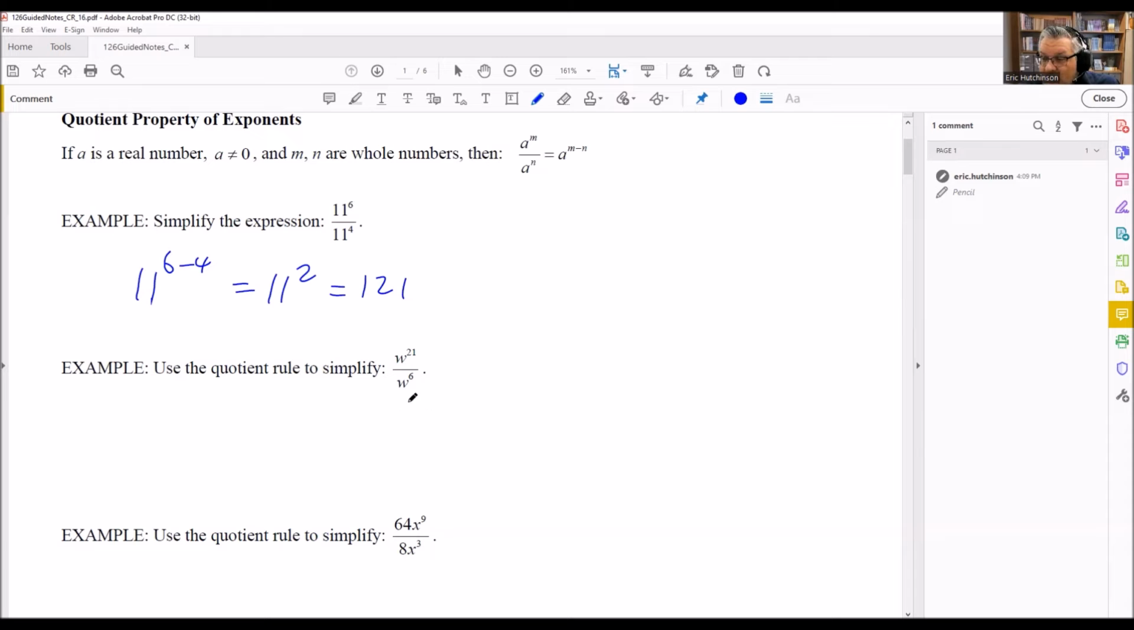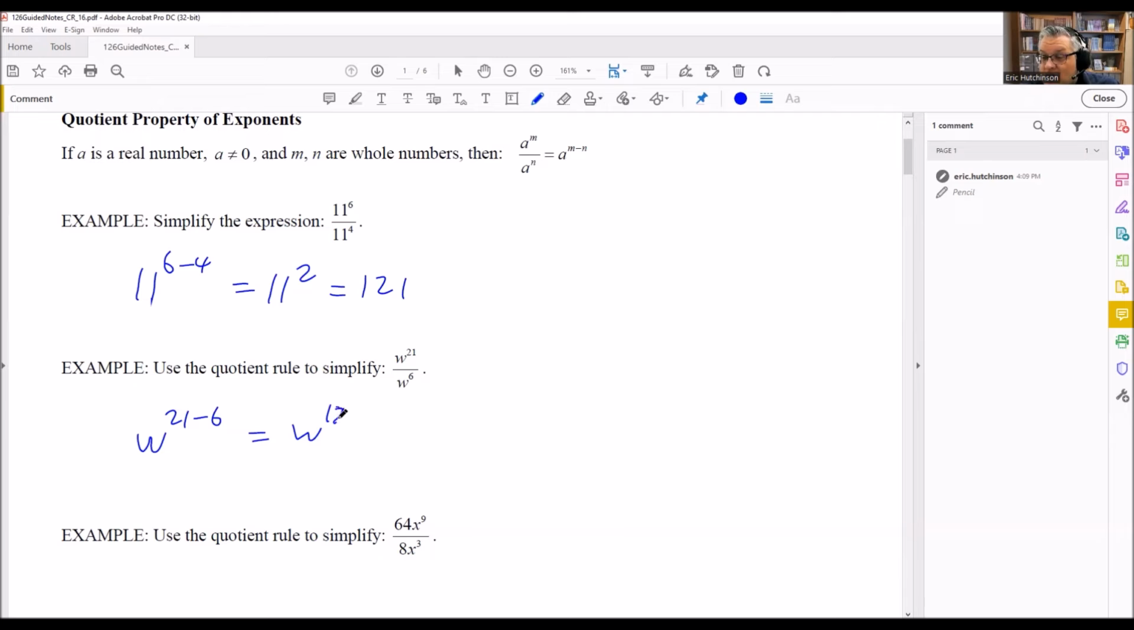The next, if you have a variable that's here, you're going to do exactly the same thing. We just put one variable down, and then you're going to do 21 minus 6. Again, that's always the top power minus the bottom power. And that's always how you want to do these kind of problems. That's going to give you w to the 17th power.